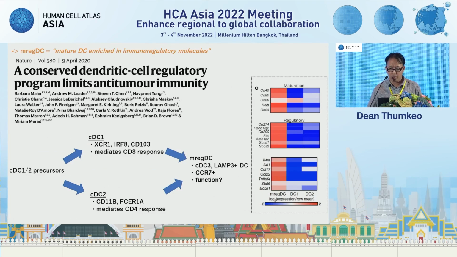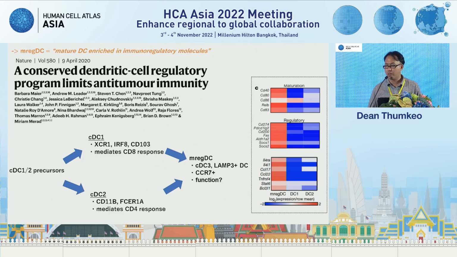Actually, it was in the literature. It was first reported, I think, by Zemin in his paper in 2019. But the paper by Miriam Merad's group is the paper that established very well what the mRegDC is. Basically, the DC, as you know, is an immune-activating cell, so it presents the antigen to the T cell and activates it.